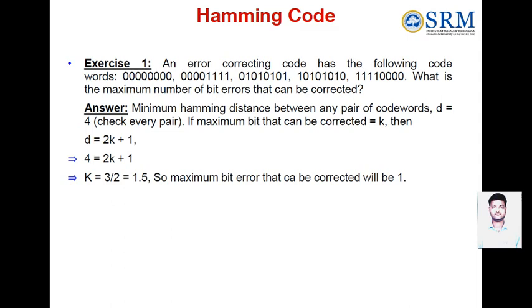If the maximum number of bits that can be corrected equals k, then as it is a correction, the distance must be greater than or equal to 2k plus 1. Just omit the greater than sign. For simplicity, we write d equals 2k plus 1. Here d equals 4. Then the value of k will be 1.5. If we get a fraction, we will always take the lower bound, because 1.5 bits we cannot correct as it is less than 2, and we correct up to 1.